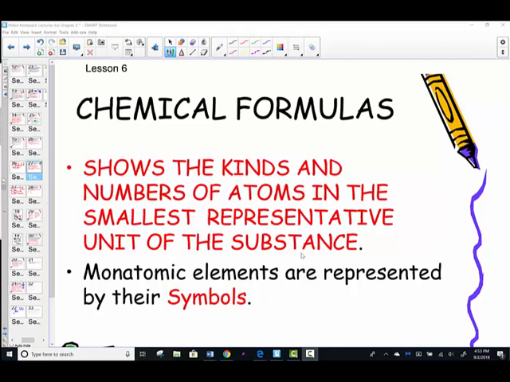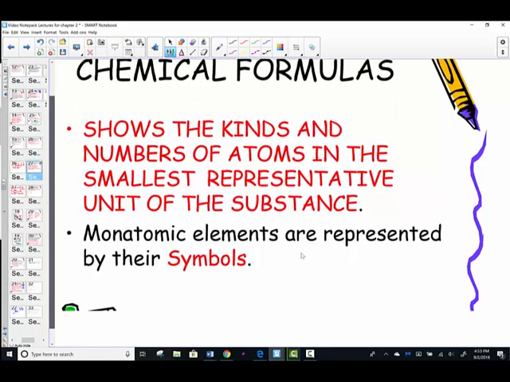In this lesson, we will discuss chemical formulas. Chemical formulas show the kinds and numbers of atoms in the smallest representative unit of that substance. Monatomic elements are represented by their symbols. We discussed that in our last lesson.